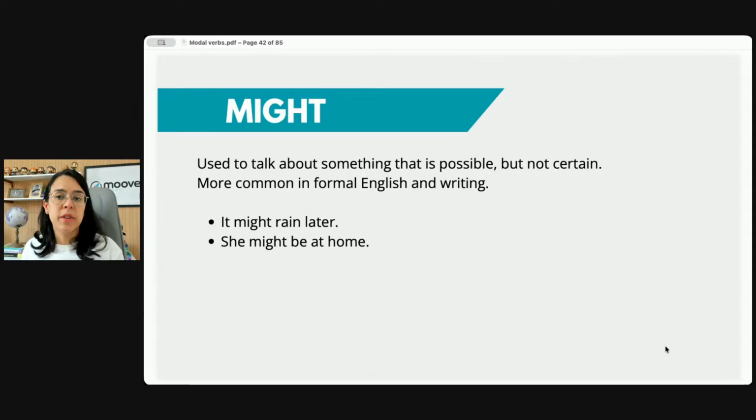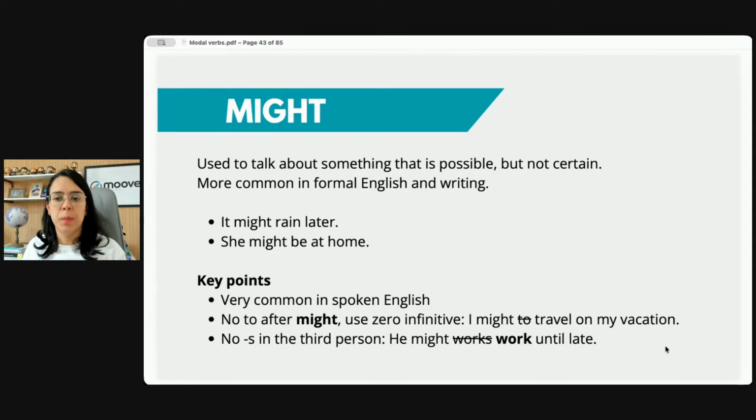So it might rain later. She might be at home. So as I told you, it is more common in spoken English than may. No to after might, and no s in the main verb when you use might. I might work, you might work, he might work, she might work. So pay attention to that.